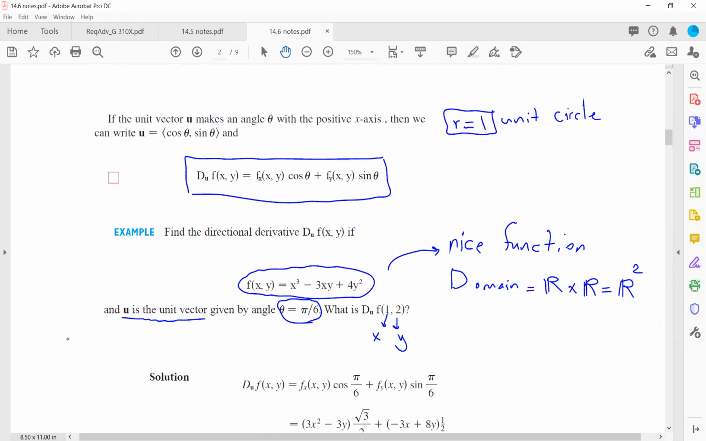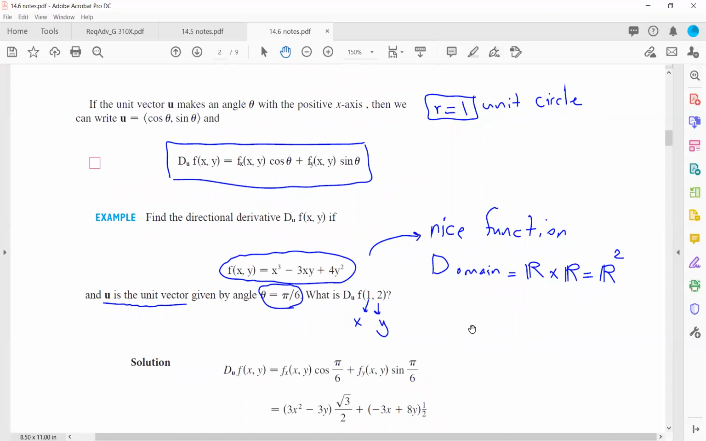The directional derivative of f in the direction of u is f_x cosine theta plus f_y sine theta. Okay, let us find the partial derivatives of f. f_x is 3x squared minus 3y plus 0, and f_y is equal to minus 3x plus 0, plus 8y.